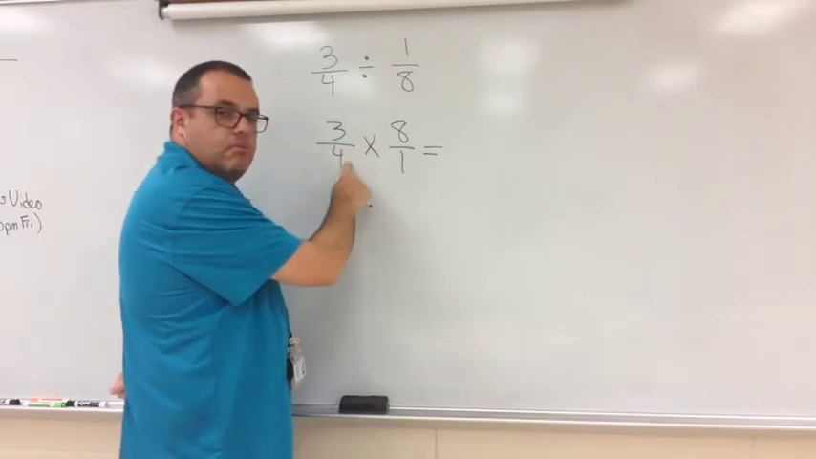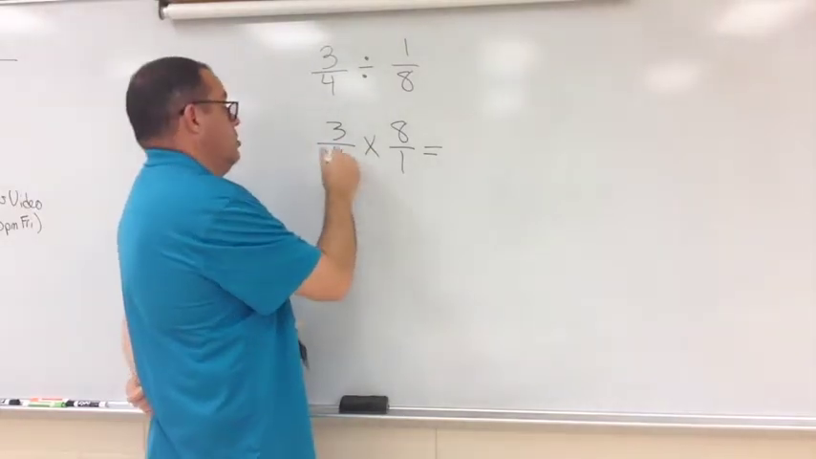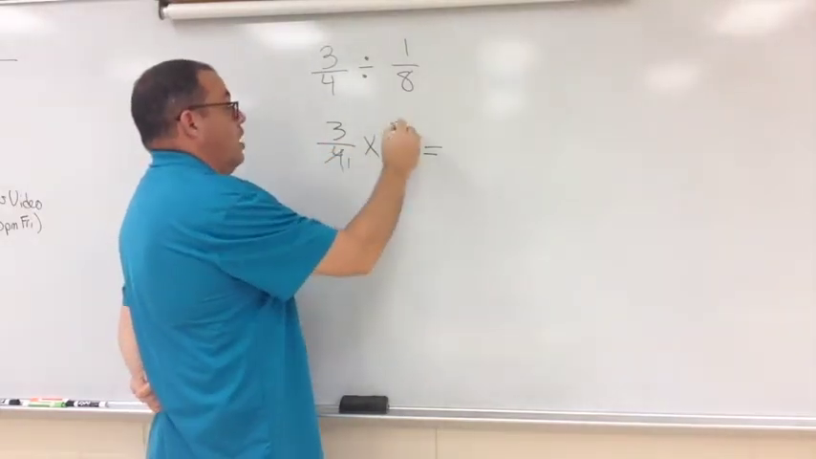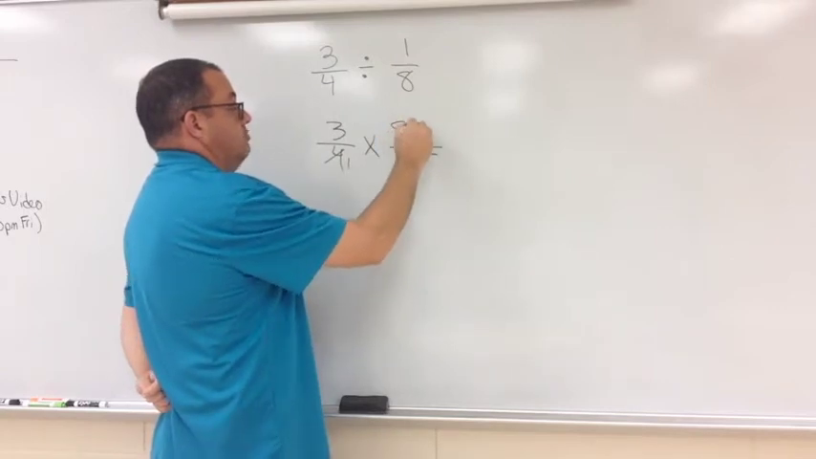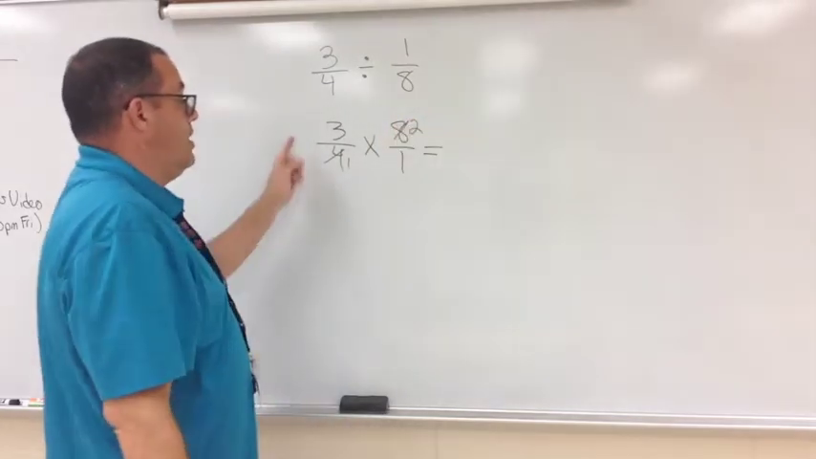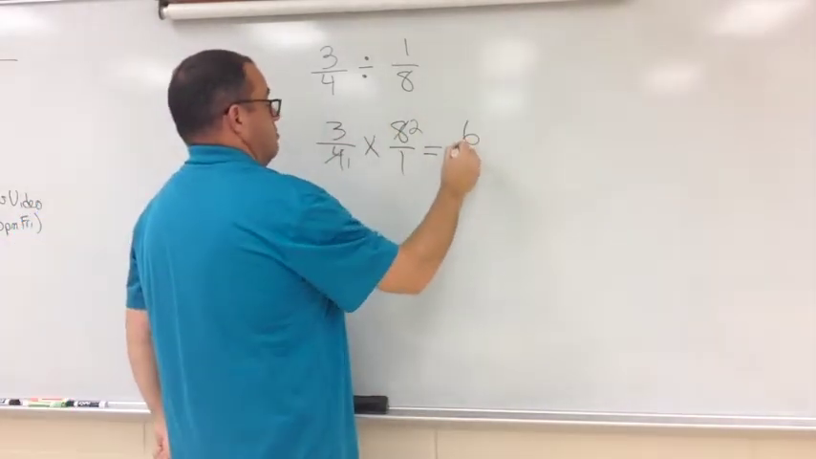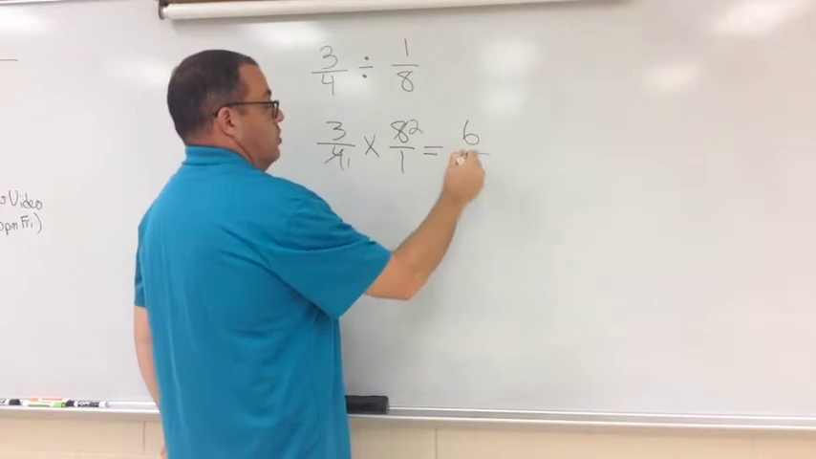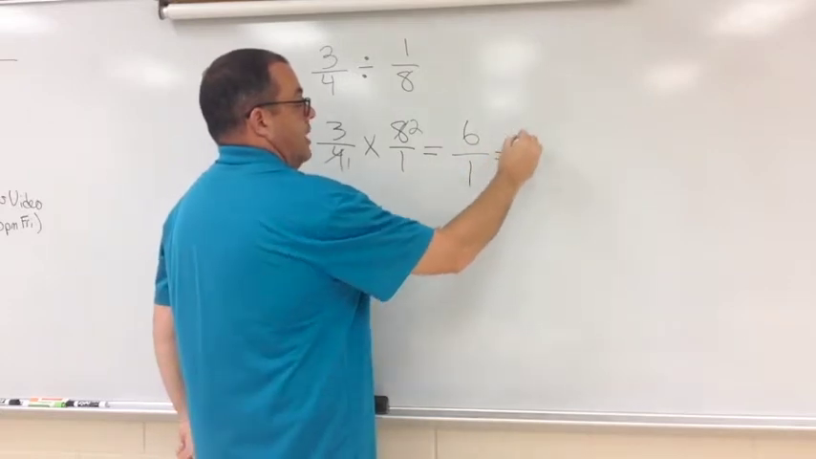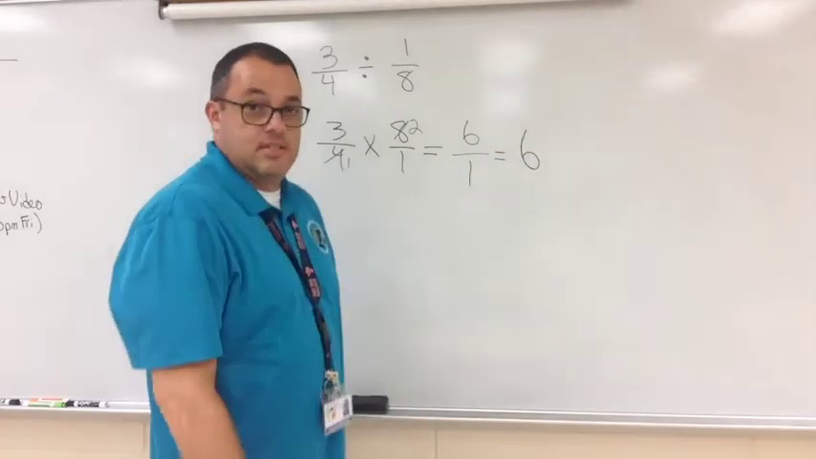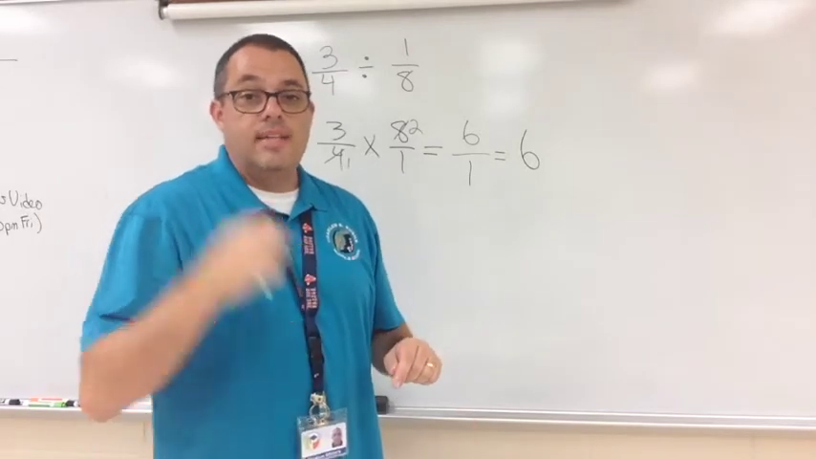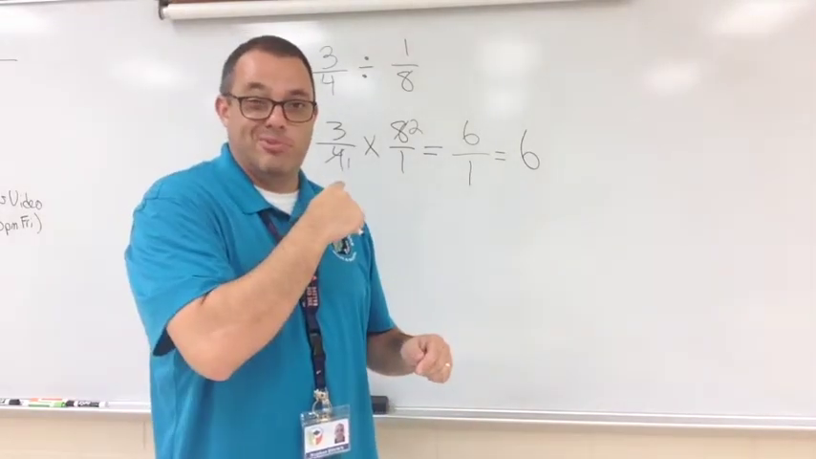4 and 8, our greatest common factor between those two is 4. So I'm going to change this 4 to a 1. Now I'm going to change this 8 to a 2. And then I'm going to multiply across. 3 times 2 is 6. And then I've got 1 times 1 is 1. So my answer is 6. Okay? Now let's go ahead and take a look at the tiles and see if this really is true.